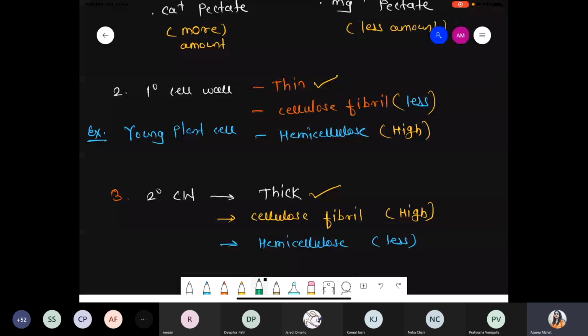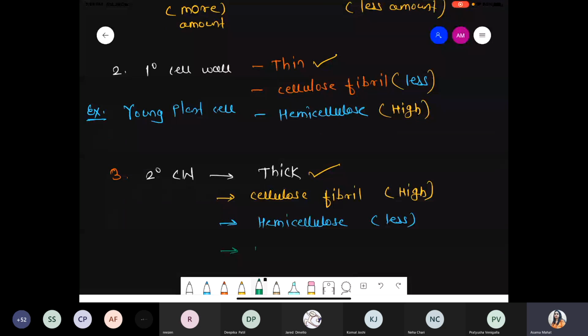And the very important thing, inside the secondary wall there is deposition of one substance, that is lignin. So cellulose fibril is high, hemicellulose is low, and lignin gets deposited, and due to that the cell wall becomes quite thick. That's why we call it the secondary cell wall, because it forms at a later stage. It is not present in young cells, but once the young cell goes towards maturation and becomes adult, there is slowly a formation of the secondary cell wall. Got it? Is this point clear?